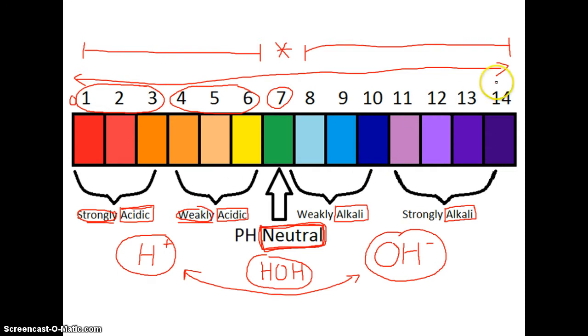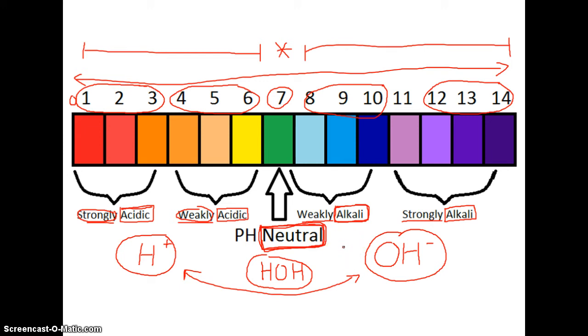And on the flip side, a really long ways away from 7, the 12s, 13s, and 14s, those are bases because they're greater than 7, and they're strong bases because they're a long ways away from 7. Then when you get to like the 8s, 9s, and 10s, you're closer to 7. You're still greater than 7, so you're dealing with a base still, but because you're closer, you are looking at a weak base. Okay? So just in general, familiarize yourself with the pH scale.